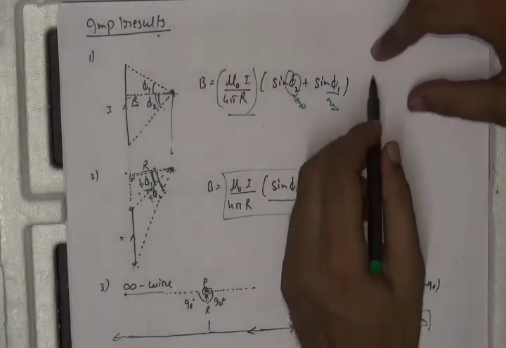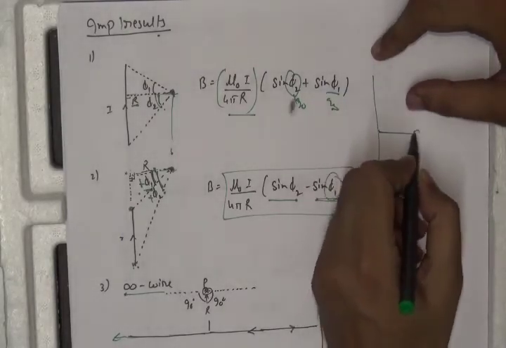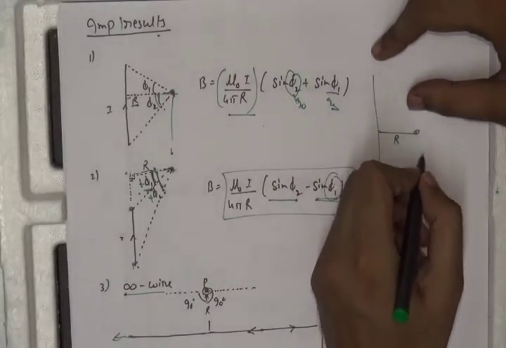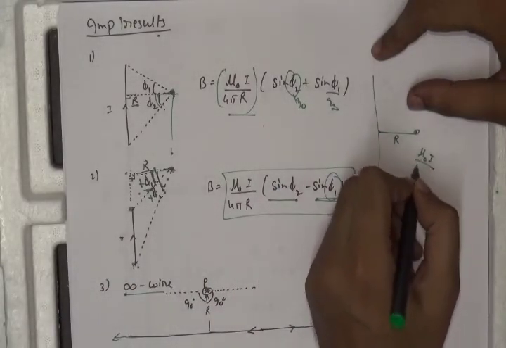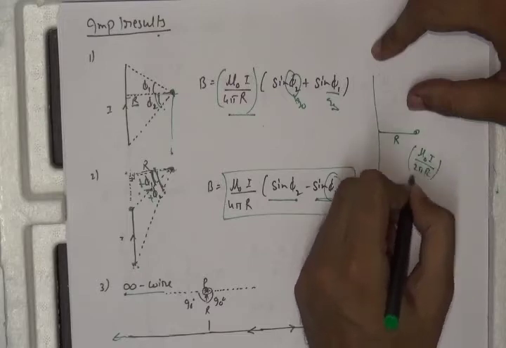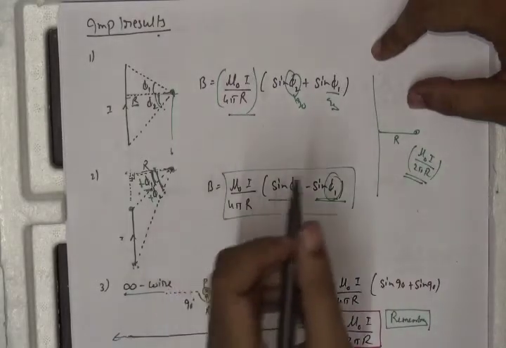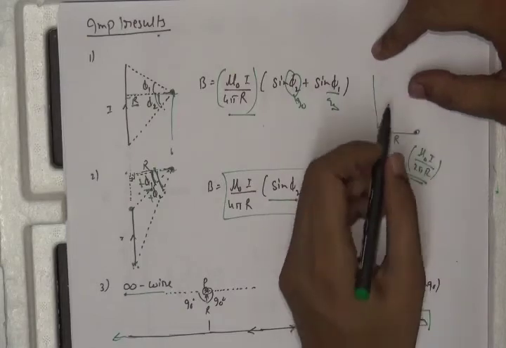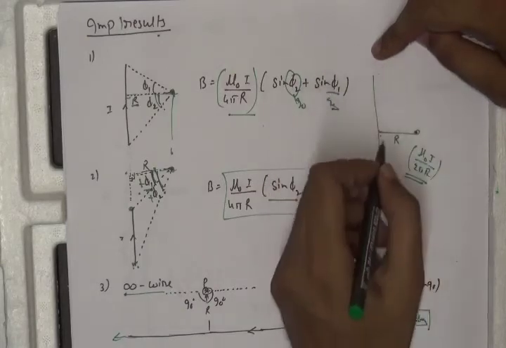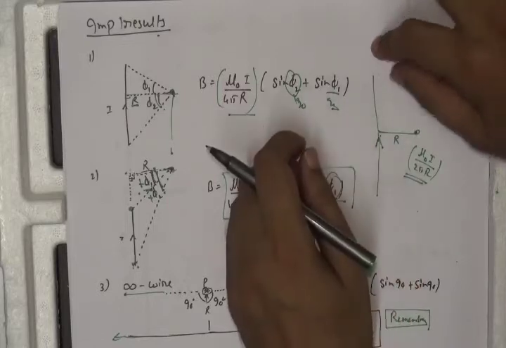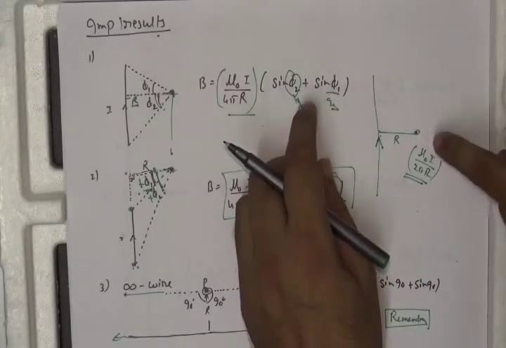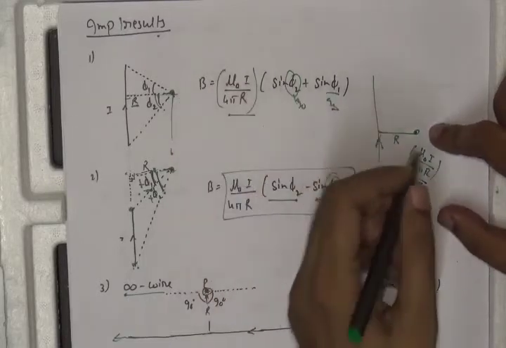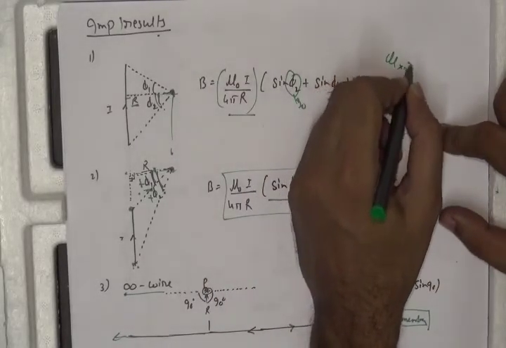So, for an infinite wire, the magnetic field at any point nearby at a distance of r from it will be equal to μ₀I upon 2πr. This magnetic field will be perpendicular to the plane of this wire. If the current is going upward, the magnetic field will be going inside this plane. This we get from the Biot-Savart law, from the direction of dl cross r.